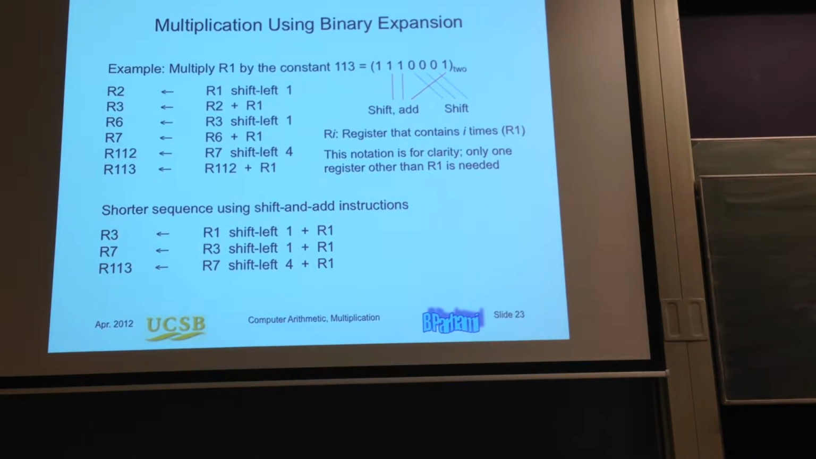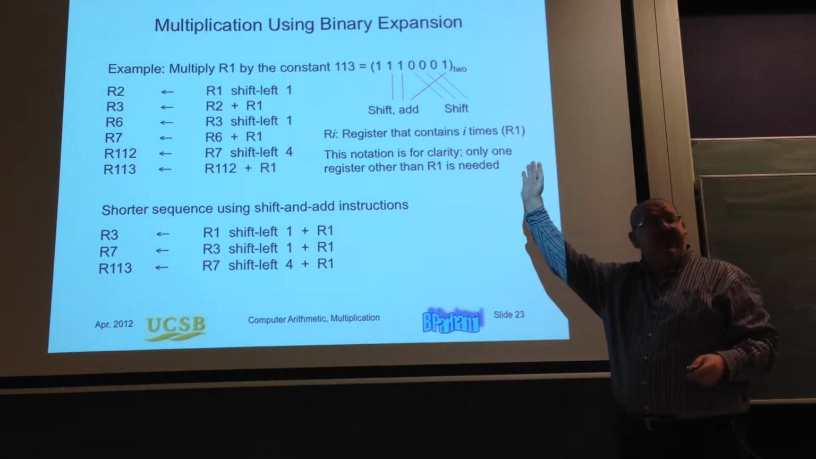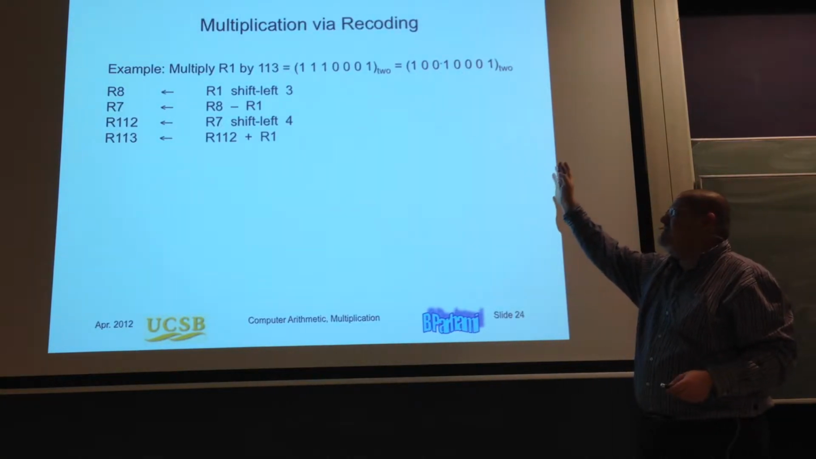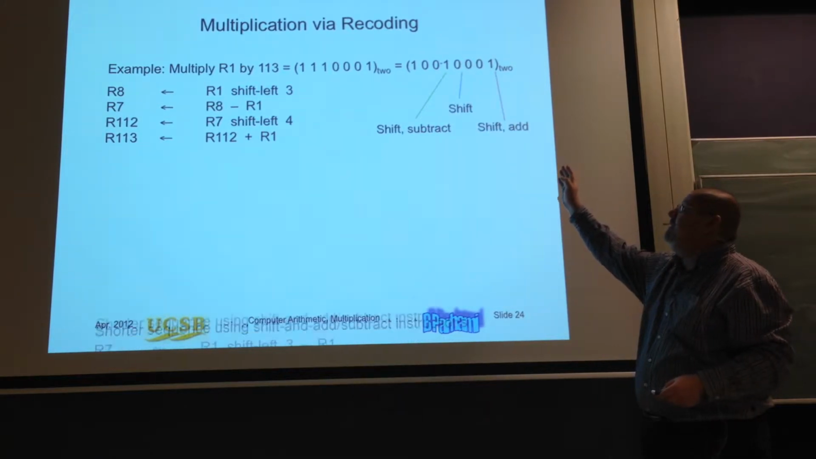The combination of instructions will very much depend on the constant. If in the constant I have a 1, I do shift and add. If it is a 0, it's just a shift. I can also do recoding.